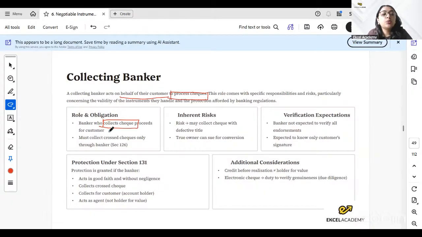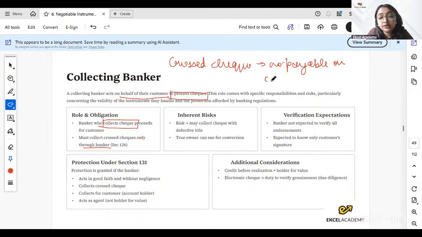They must collect only cross checks through the banker. What is a cross check? A cross check is not payable on counter. It is going to be payable only to the bank account. So you should make sure that if there are any cross checks, they are payable through the banker itself. And this is the responsibility of whom? It is the responsibility of your collecting banker.